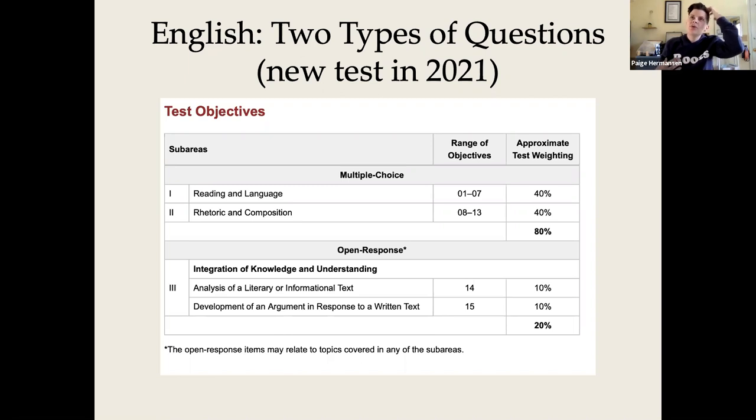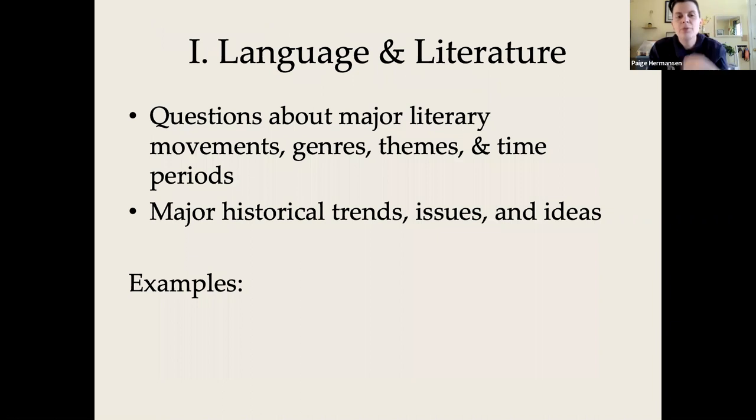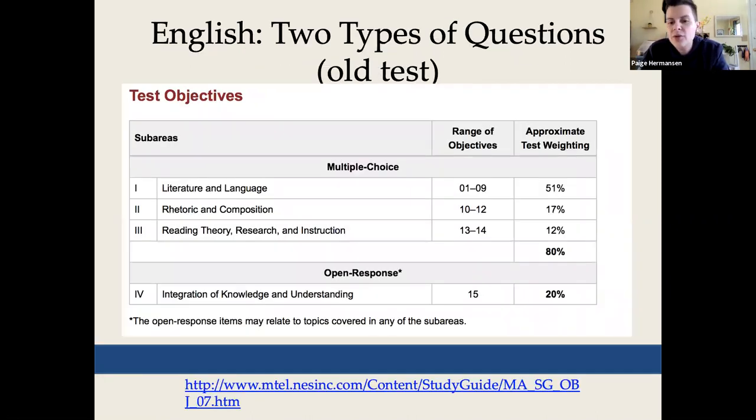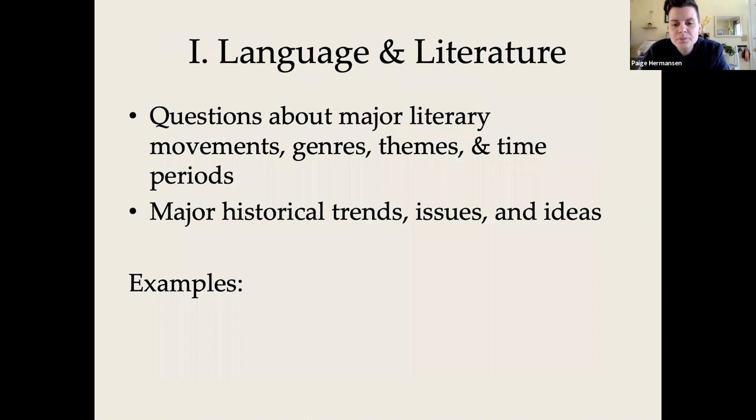Right now, I can tell you, as far as the last dying breaths of the 07 old test are concerned, it is overwhelmingly questions about literary movements, genres, themes, and time periods, okay? Now I don't really know what that balance is going to be like. I know what they're telling me, but when I have the test, I'll have another session, many other sessions, and help y'all prepare for that. Okay, so these slides pertain to the old test, right? So I'm going to walk y'all through these categories one by one.